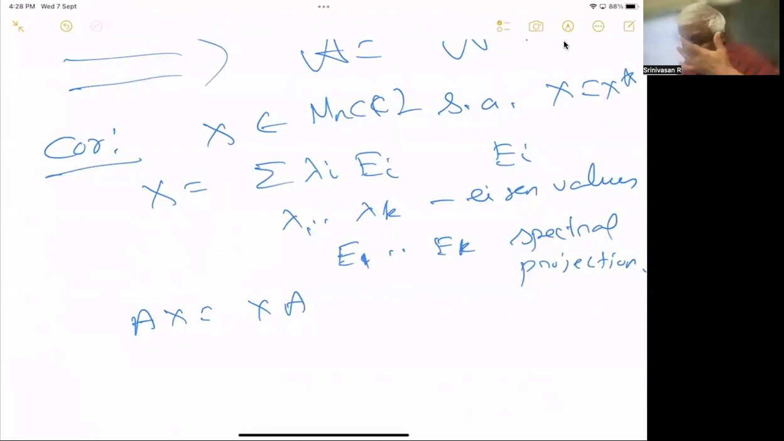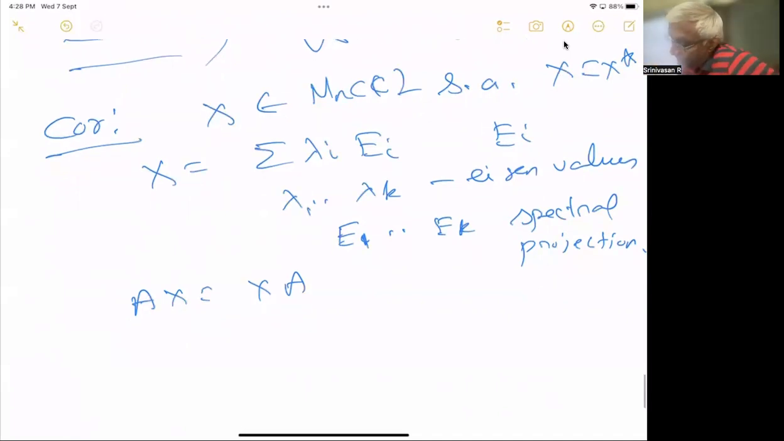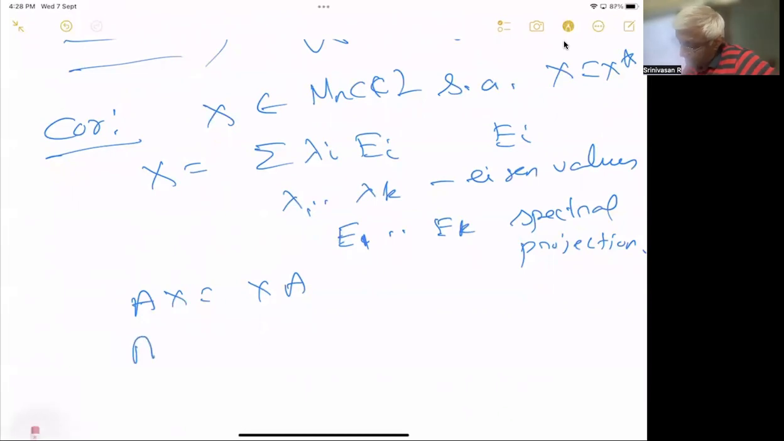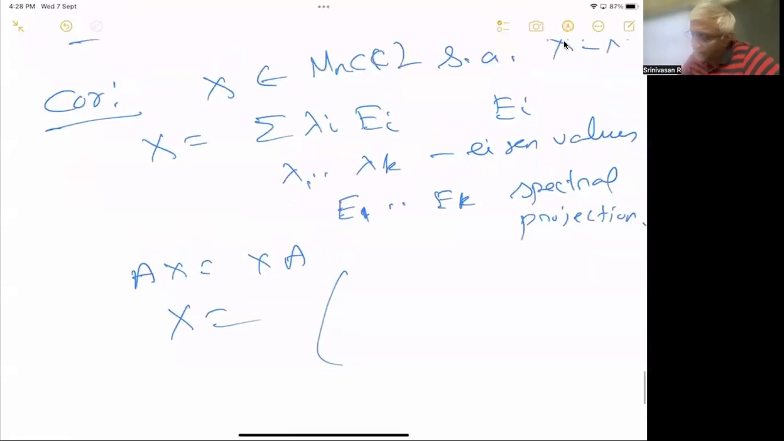What does it mean? A commutes with X. X is self-adjoint, so it commutes with the star also, since the star is the same. So A commutes with all those things. With respect to the spectral projections, X looks like this. A is something in M_n(C). I'm just trying to compute the commutant of the algebra generated by X.